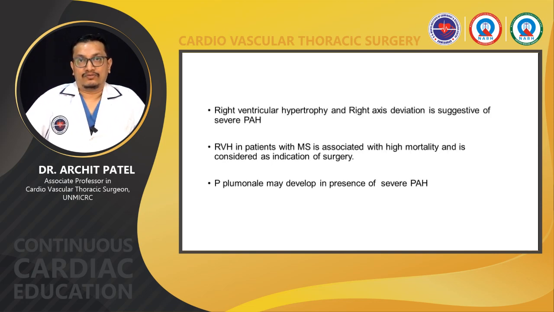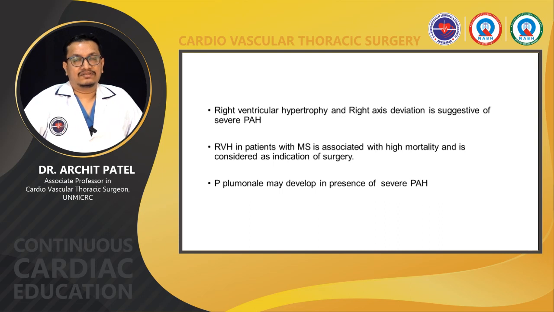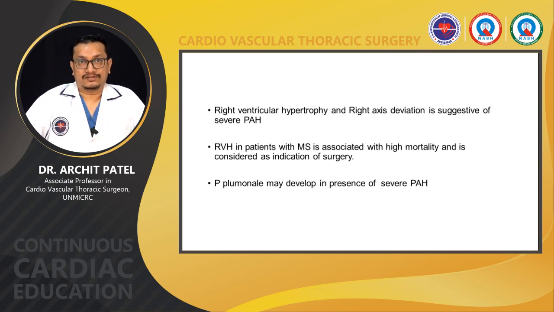Right ventricular hypertrophy and right axis deviation are suggestive of severe PH. Right ventricular hypertrophy with MS is associated with high mortality and is considered an indication for surgery. P pulmonale may develop in presence of severe PAH.